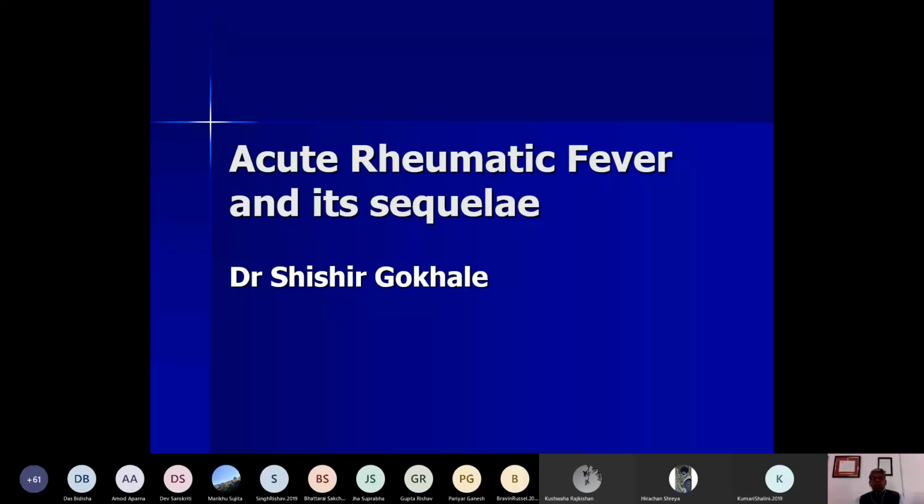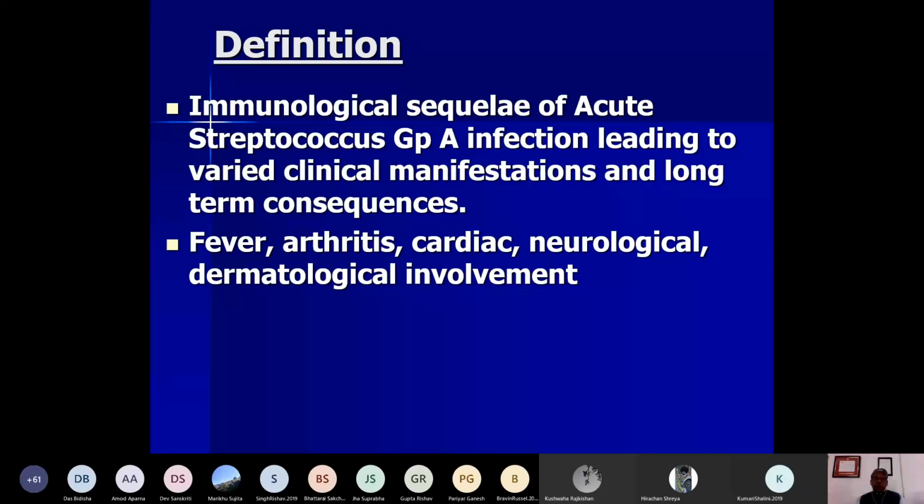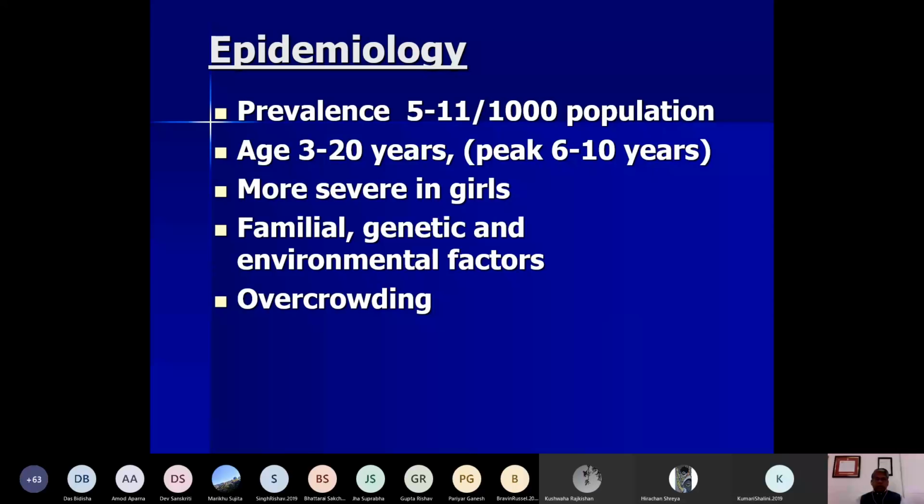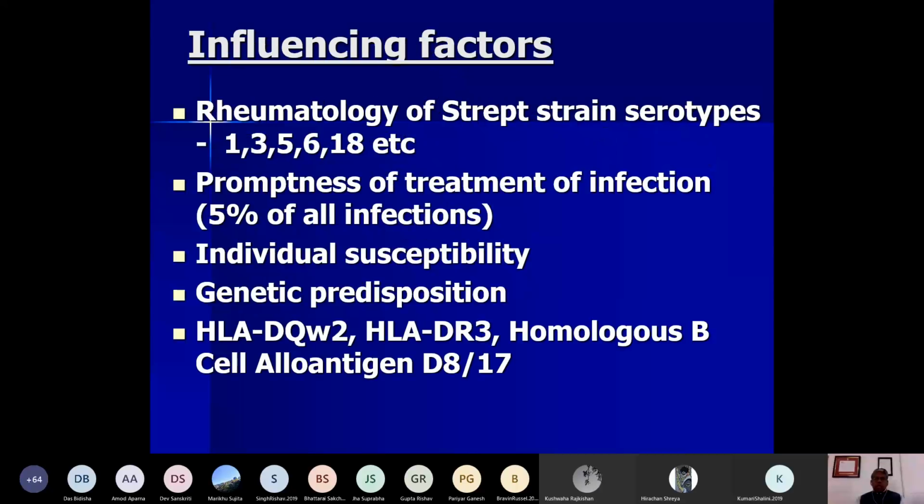So we found what is acute rheumatic fever and what could be its consequences. It's an immunological sequelae which involves multiple systems, and it can keep on occurring on and off because of the recurrent infection and recurrent stimulation of the immune system by the antigens of streptococci. Commoner in females and younger children, and some strains of streptococci are more associated with this than other strains, as well as there is some genetic and familial predisposition.